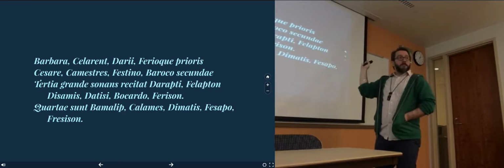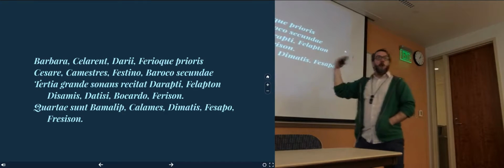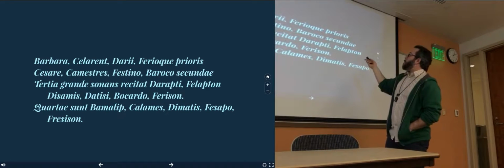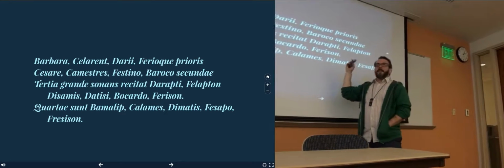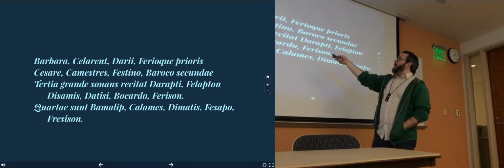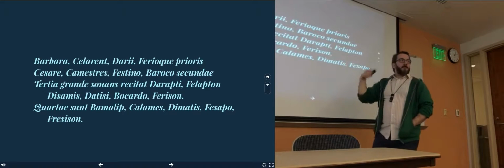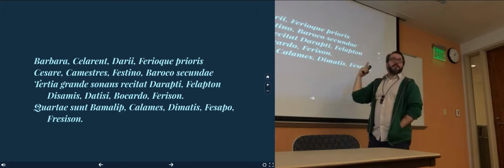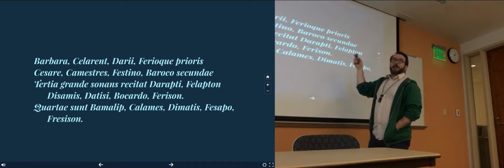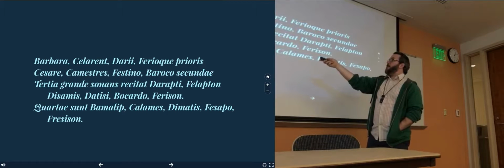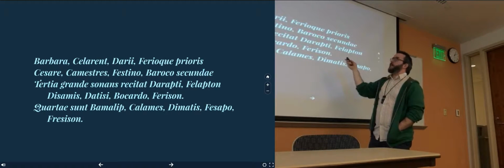So there was a poem that these monks would use to try to remember all of the valid syllogistic forms. Barbara celarent Dariique ferioque prioris. That's the first line of it. And these are just all names. Barbara, Celarent, Darii, Ferioque. Those four, prioris, they're first. And what this means is that in the first figure, figure 1, the valid forms are Barbara, Celarent, Darii, and Ferioque.